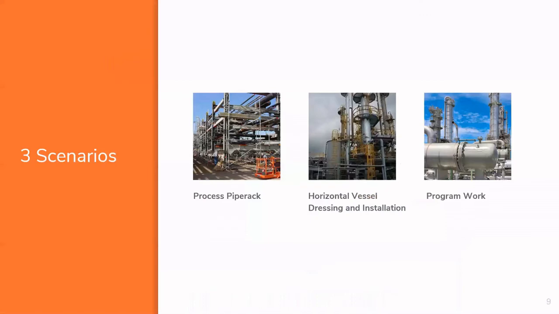So we thought the best way to do this was to take some real life scenarios, talk about how they would traditionally be done, and then talk about how advanced work packaging would do them a little bit differently. Then we can start talking about the benefits. So I'll take over by doing the process pipe rack first.